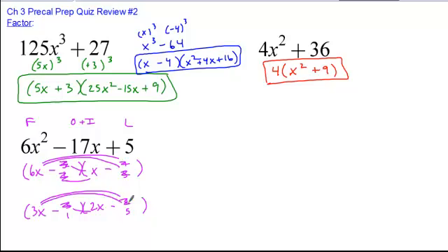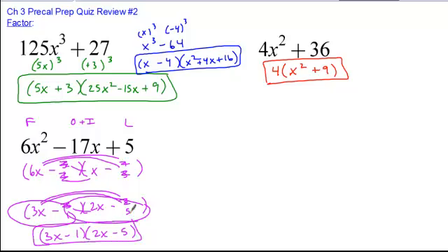And I do want to confirm this. Minus 15x minus 2x does give me my minus 17x. So it wound up being my last example, but I only had to test 4 combinations, so it's not really all that bad. So 3x minus 1 times 2x minus 5 would be my answer.